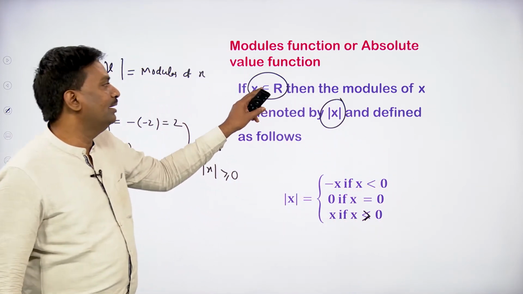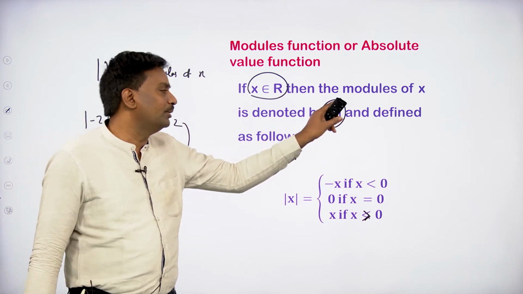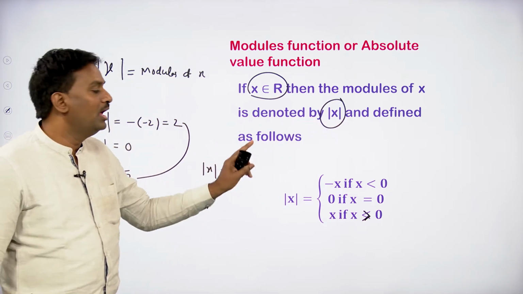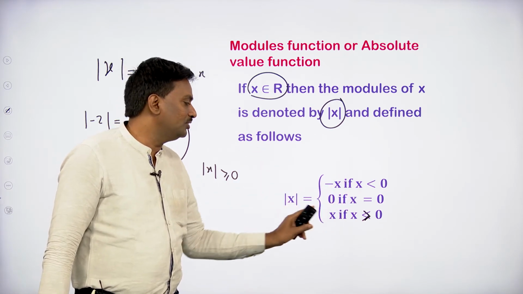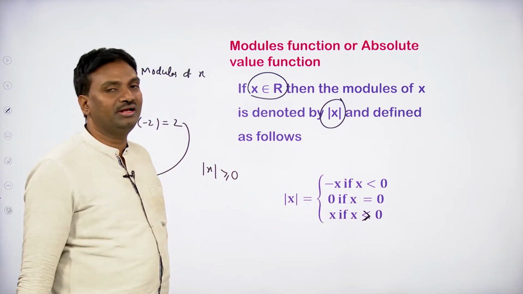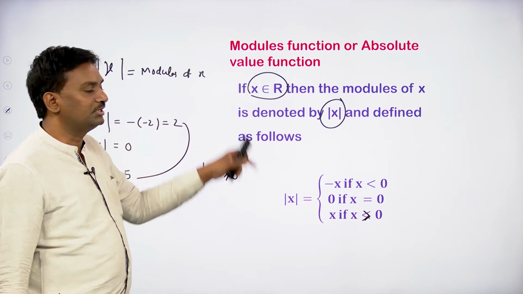So if x is any real number, then the modulus of x is denoted like this and defined as follows. Mod x equals minus x if x is less than 0, equals 0 if x equals 0, mod x equals x if x is greater than 0. So take a screenshot of this slide.